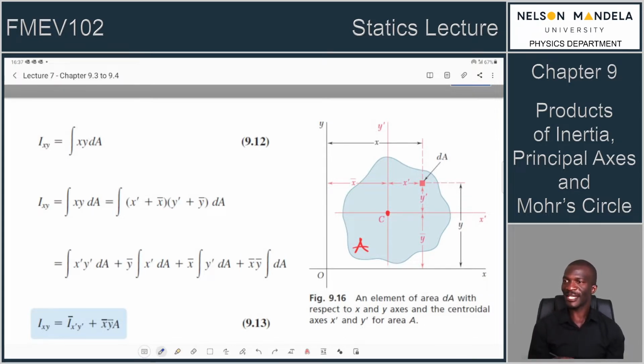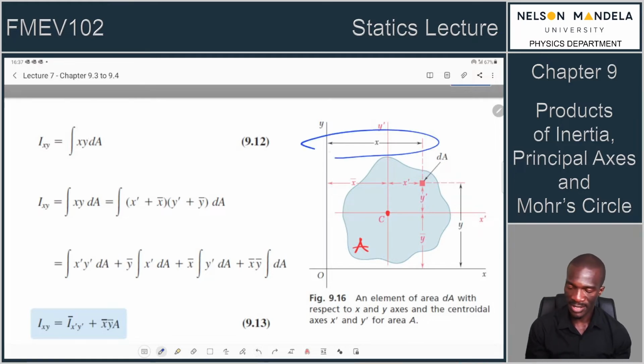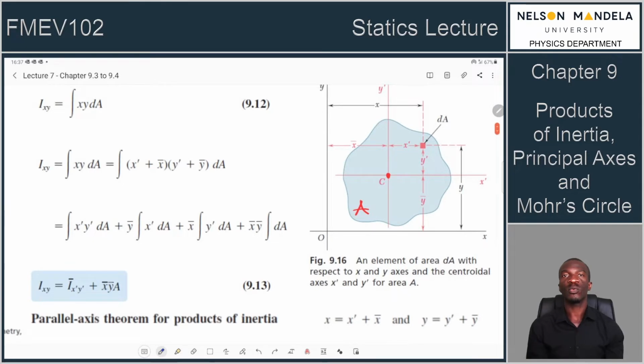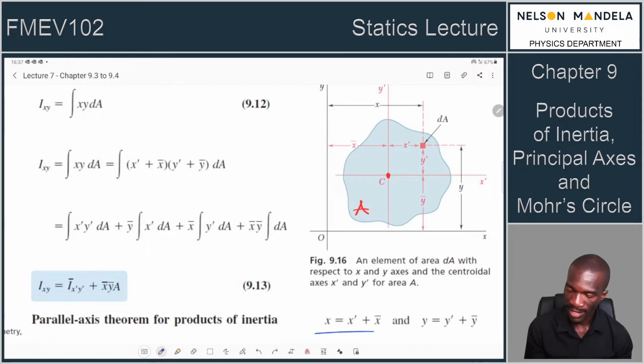So if you investigate this area, you should be able to see now that all we intend to do is to relate this x to the what? To the centroidal axis parameters. So as you can see, our x here is simply equal to the centroidal x plus the area element's x relative to the centroid. So that's x prime. The same applies. Our y is simply equal to the y bar plus y prime. So these x and y variables of the original axis are related to the centroidal variables using the following equations. X is equal to x prime plus x bar. The same applies. Y is equal to y prime plus y bar.